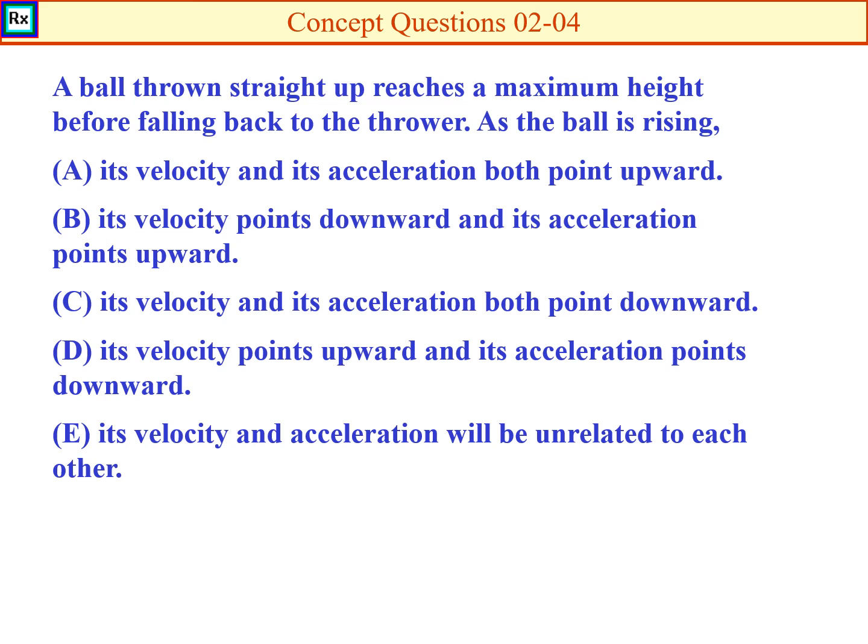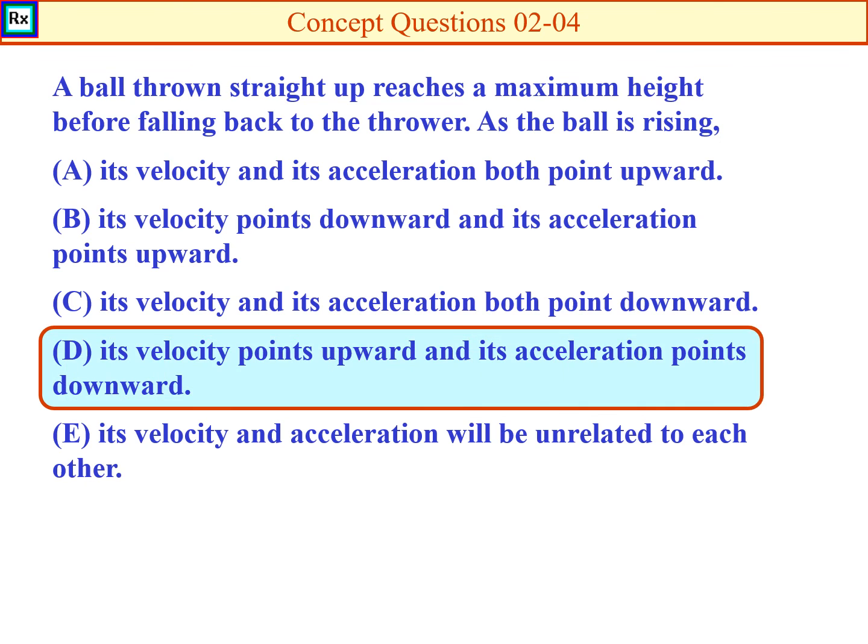A ball thrown straight up reaches a maximum height before falling back to the thrower. As the ball is rising, which one is true? The velocity points upward and the acceleration points downward. First of all, an object that's in the air is going to have a constant negative acceleration, a downward acceleration. But because it was thrown upward, the velocity is going to be upward. So while it's rising, we have an upward velocity and a downward acceleration.